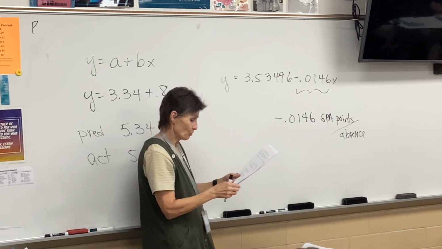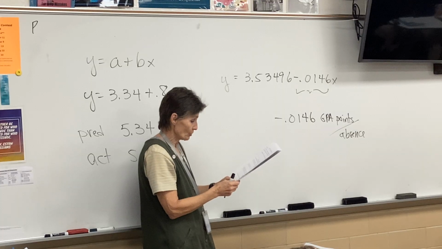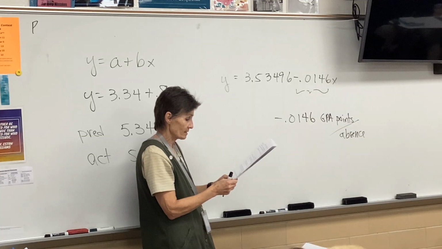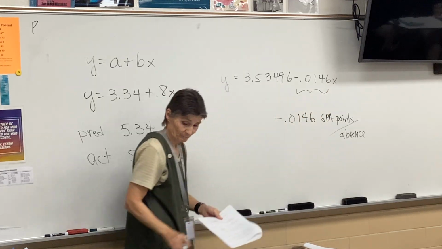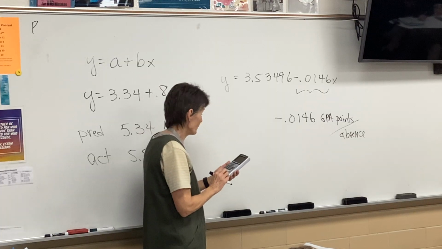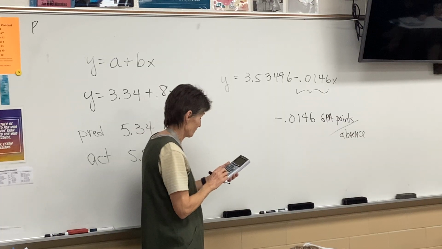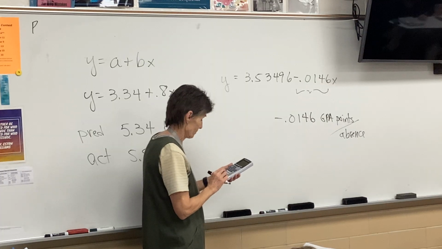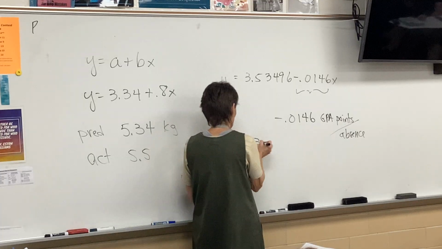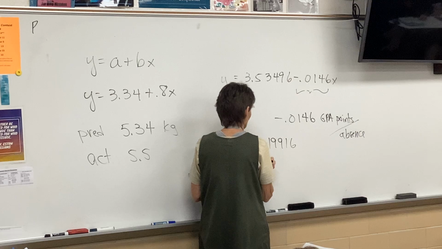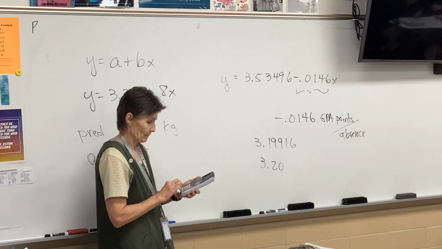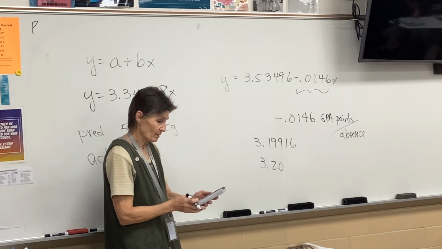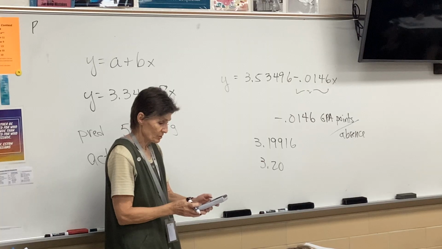Use the regression model to predict the GPA of a student who has 23 absences. Let's just plug in 23. And we can do that. You get 3.19916, so about 3.20. I don't know if I typed that in right. Is that what you got? Too many digits.